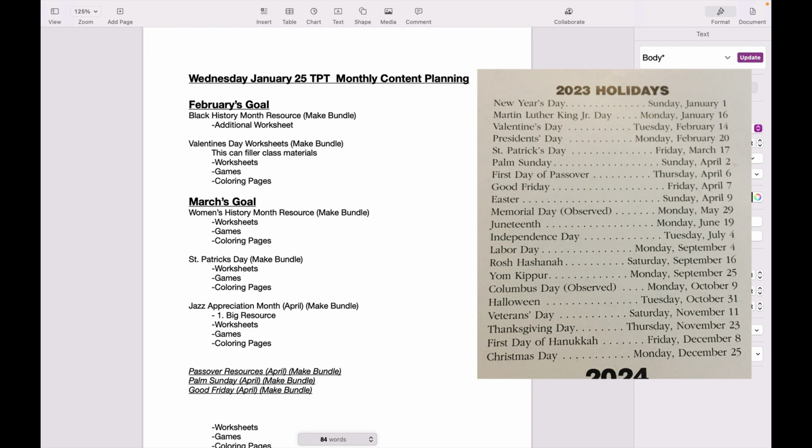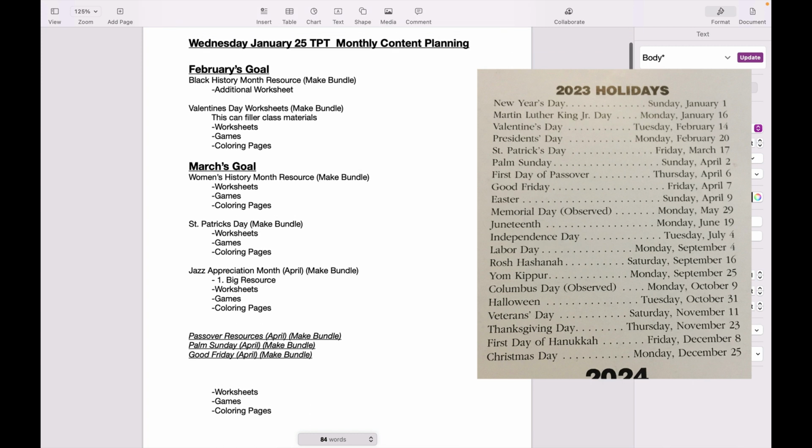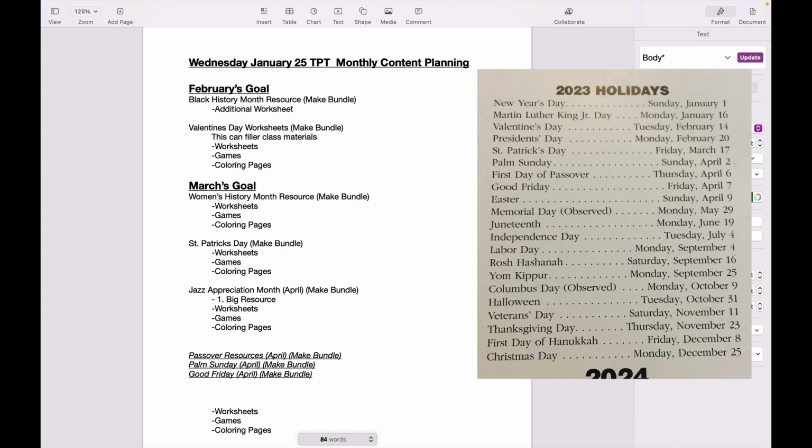I am not making a huge amount of money on Teachers Pay Teachers. I am literally making, I don't know, like $20 to $30, sometimes $40 to $50 a month on Teachers Pay Teachers, but that has been consistent. I don't think I've had a month in a long time where I haven't made anything. So these are my resources that I plan on making this month.